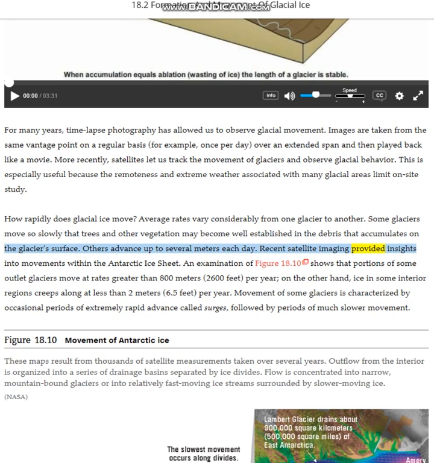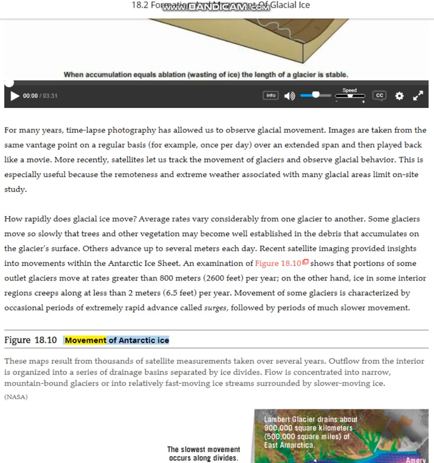Recent satellite imaging provided insights into movements within the Antarctic ice sheet. An examination of Figure 18.10 shows that portions of some outlet glaciers move at rates greater than 800 meters, 2,600 feet, per year. On the other hand, ice in some interior regions creeps along at less than 2 meters, 6.5 feet per year. Movement of some glaciers is characterized by occasional periods of extremely rapid advance called surges, followed by periods of much slower movement.